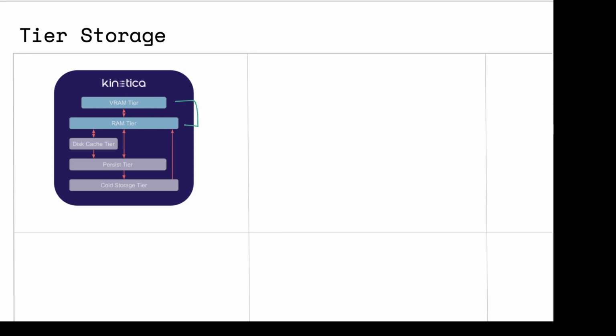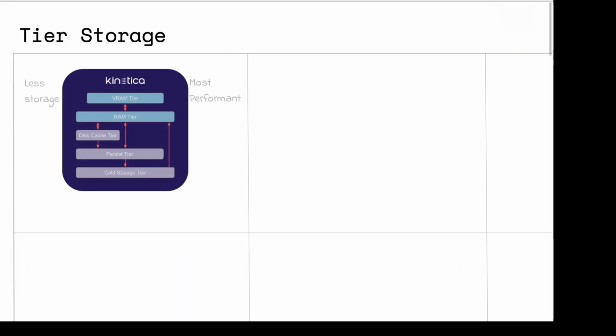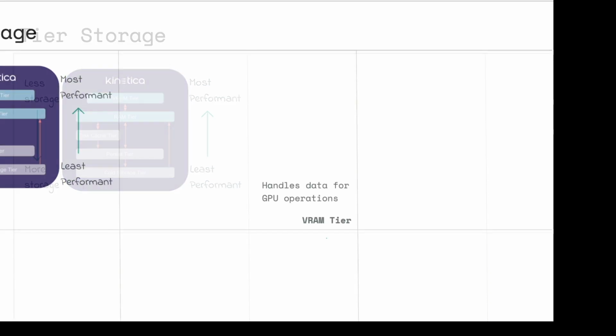The first two tiers, VRAM and RAM, provide in-memory storage, while the three below it provide disk-based storage. In general, the performance and capacity of storage tiers are inversely related. For instance, for most setups, the VRAM tier will usually have the smallest total memory, but be the most performant for processing data, while the cold storage tier would be the largest in terms of capacity, but also the least performant. Let's dive a bit deeper into each of these tiers, starting with the VRAM.